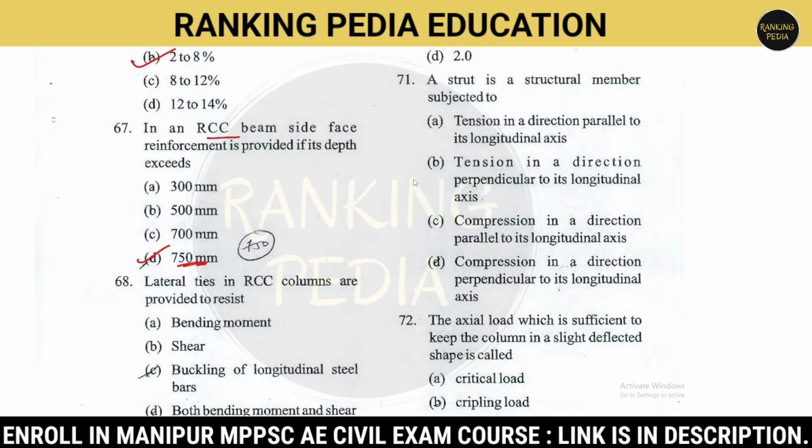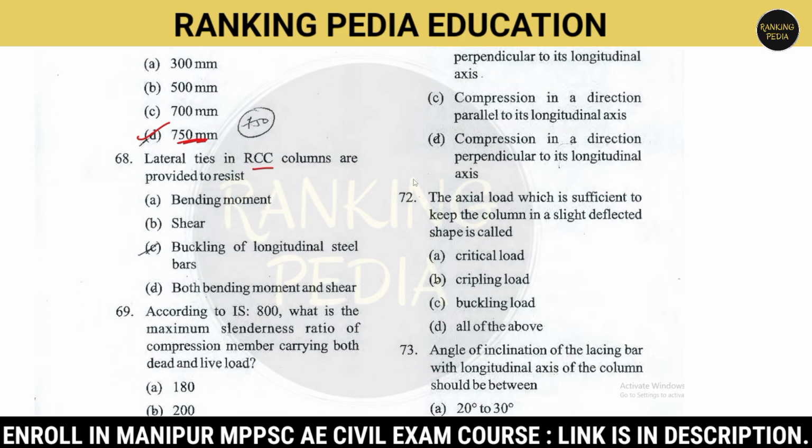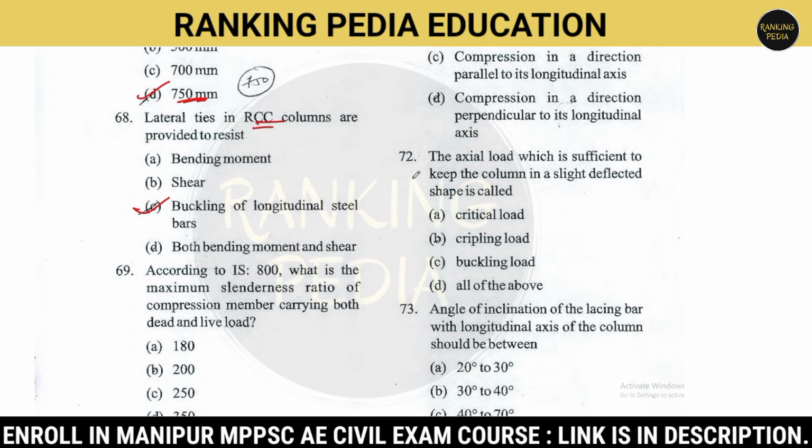Next question: lateral ties in RCC columns are provided to resist. Options are given: bending moment, shear, buckling of longitudinal steel bars, or both bending moment and shear. In a reinforced cement concrete column, the main vertical bars are under heavy compression. Without lateral support, these long thin bars would easily bow or buckle outward under the load. So the correct option is buckling of longitudinal steel bars. Option number C is correct.